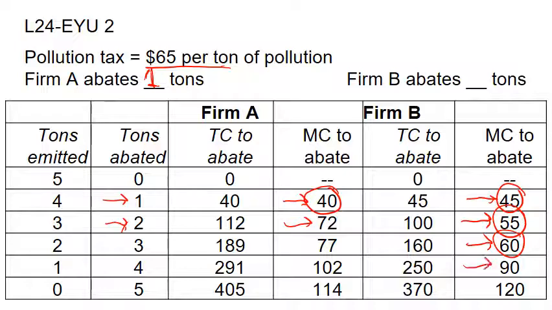But when we get to the fourth ton, firm B says, no, I will not abate the fourth ton because the marginal cost of abatement is higher than the tax I would pay. So firm B will abate 3 tons.